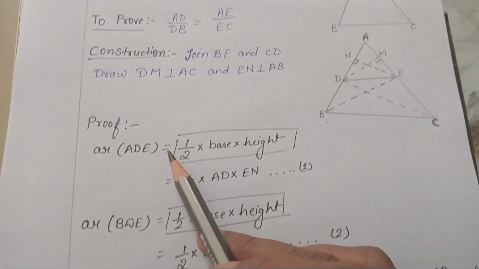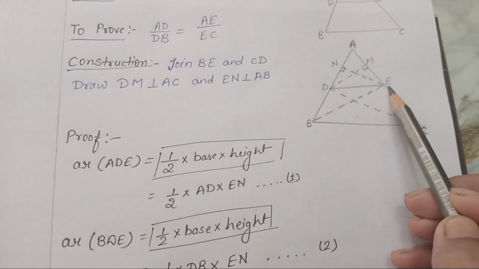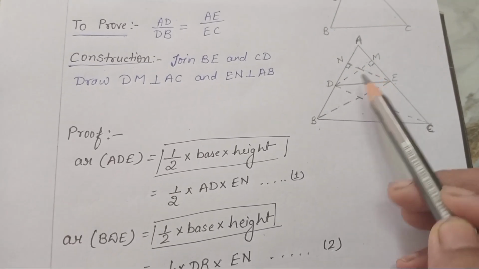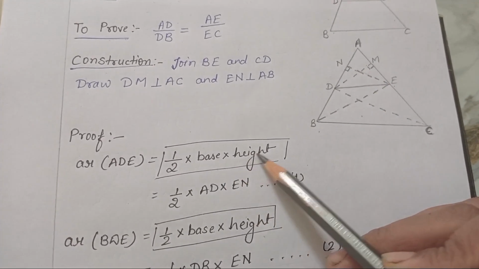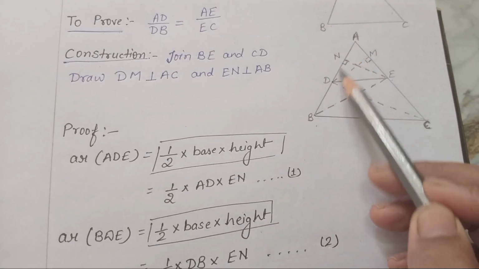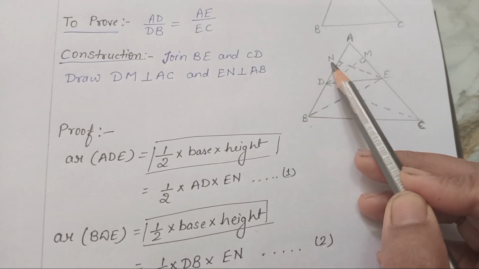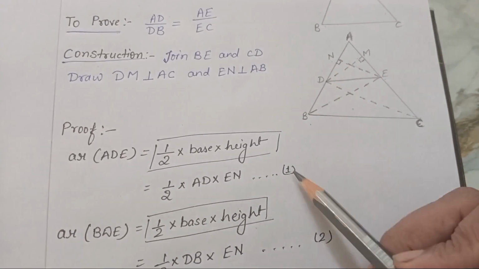In triangle ADE, area is half into base into height. Half, AD is the base and EN is the height. This is the first equation.